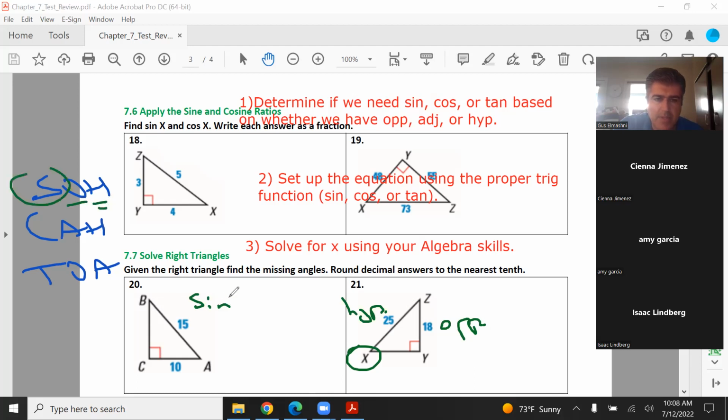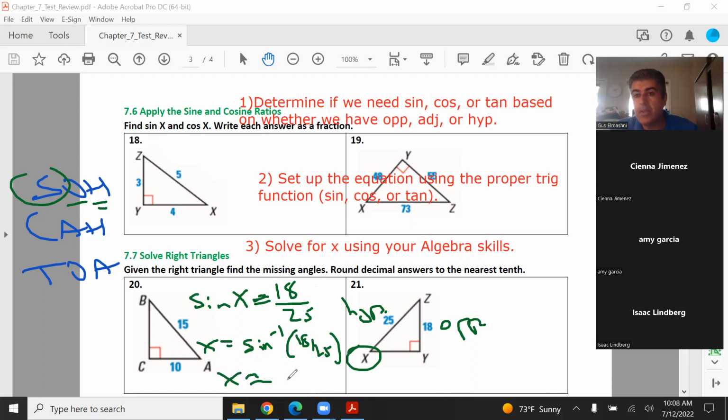That's going to be sine. So you say sine of that angle, which is angle x, equals 18 over 25. And then in order to solve, this is a little tricky, but you have to do the inverse trig to get rid of the sine on the left side. Then you put inverse sine on the right side, and 18 over 25 inside that function, and use a calculator to work it out. And make sure you're in degree mode.